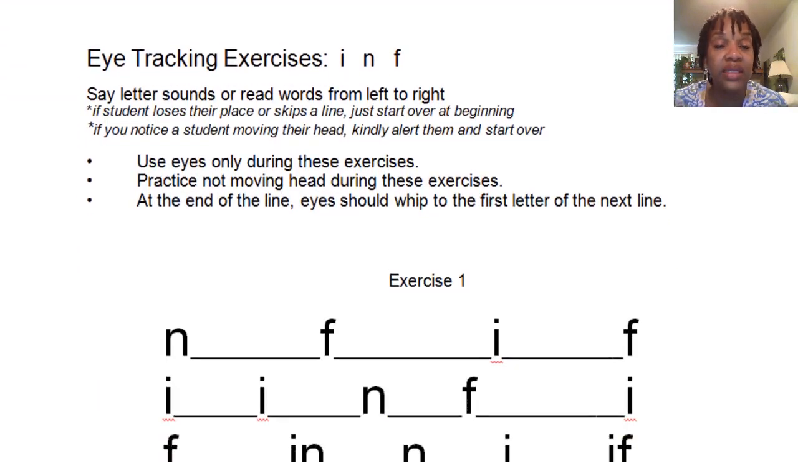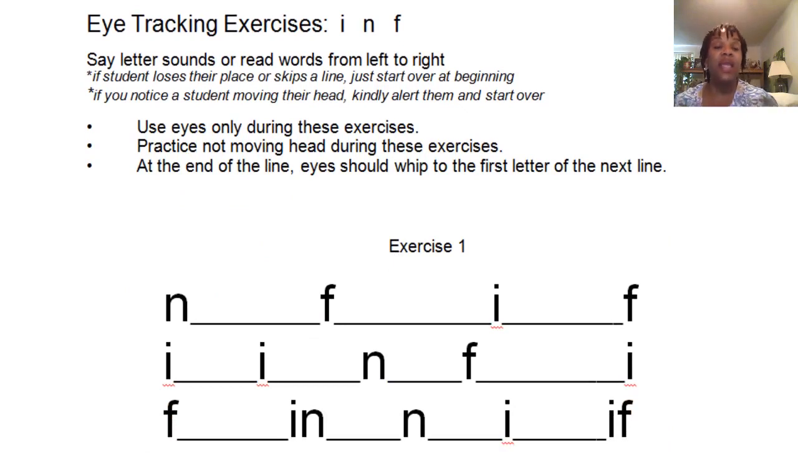All right, now this is an eye tracking exercise, right? In this eye tracking exercise, what you're going to do is say the letter sounds, or slide the sounds together and read the words, right? From the left to the right. Now this eye tracking exercise is designed to strengthen the eyes, and it's designed to help students who might have a slight problem with reversals, right? They might be starting to reverse letters in words, or even reversing some letters.